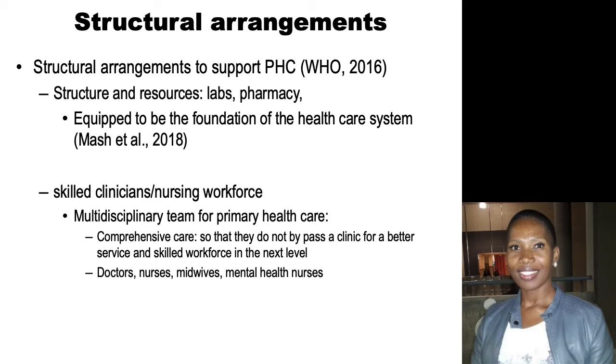And it should also have resources such as mini labs for our clients who would need quick testing. We should also have a well-stocked pharmacy. So our clients should not be forced to go to the next level of care, because ambulatory primary health care doesn't meet the standards that are required to provide the care that our client needs. And another important thing under structural arrangements is the availability of an adequate, skilled health workforce. And here we are talking about a multidisciplinary team for healthcare. This one is really important.